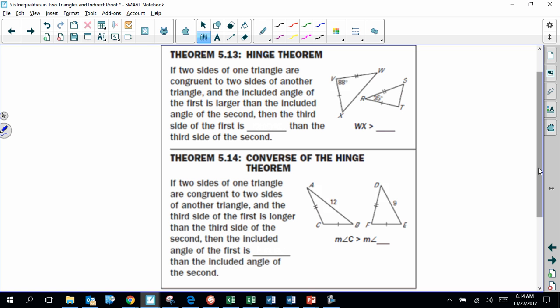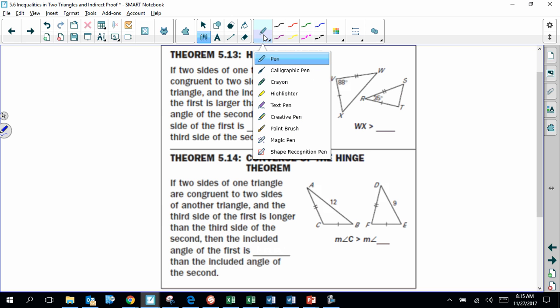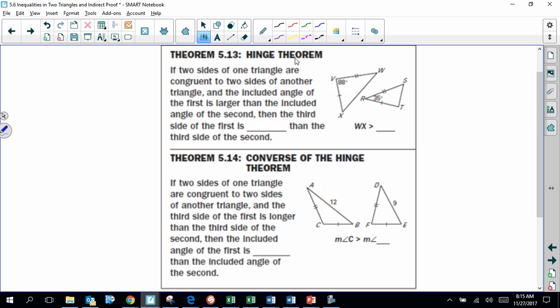Well, here we're looking at the Hinge theorem, which says that if I have a pair of triangles that have a pair of congruent sides and its included angle, where's the biggest side? Let's take a look at what we have here. We have two triangles. We have triangle WVX, and we have triangle SRT. Angle R and angle V have to correspond to each other according to the way that the triangles are named.